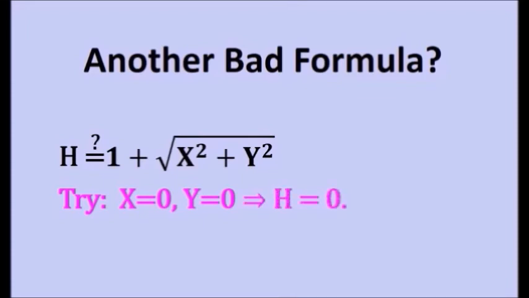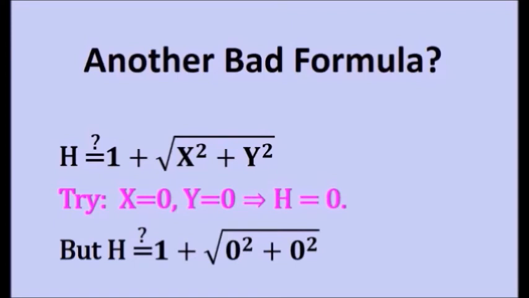But when we plug 0 in for x and y in this formula, we see that h equals 1 plus the square root of 0 squared plus 0 squared, which equals 1. This result is clearly not the 0 length that we expected. So we're correct in deciding that this is just another bad formula.